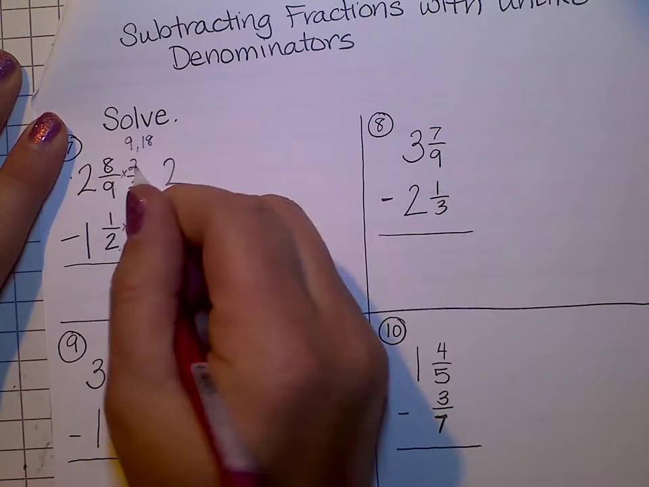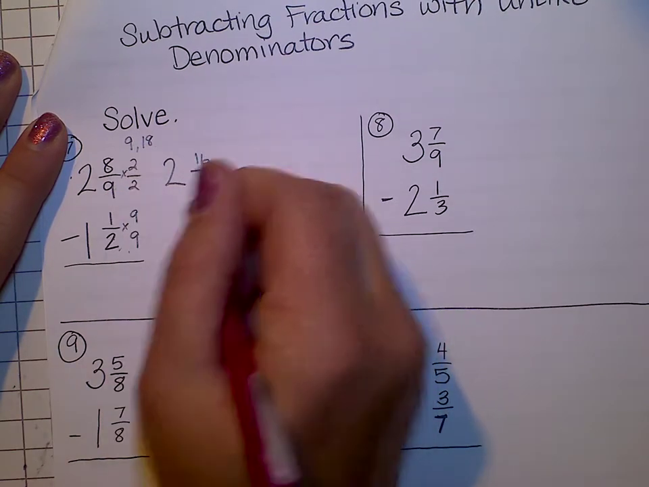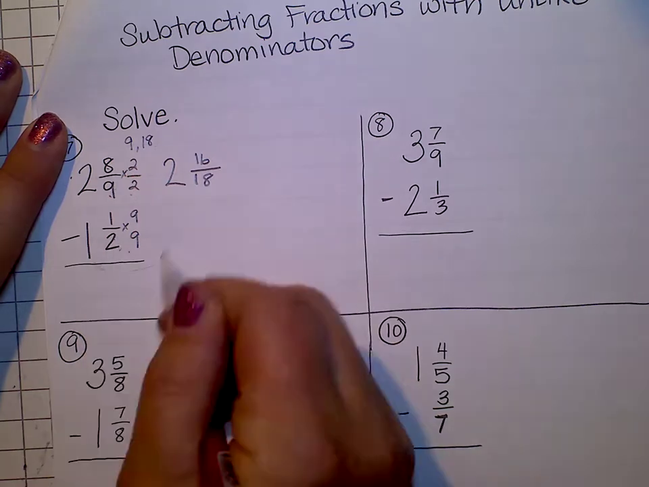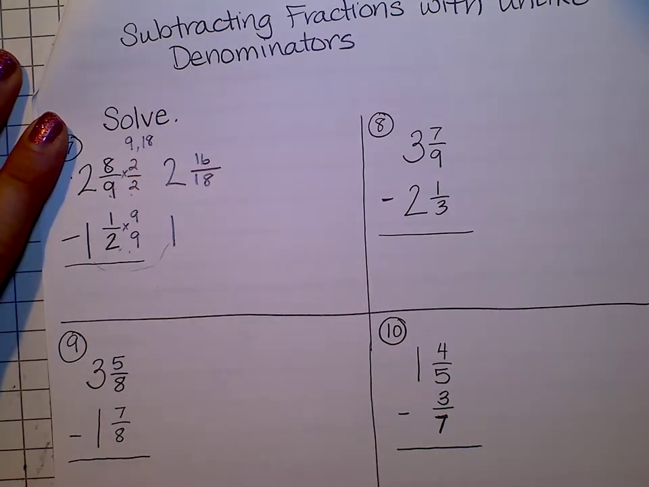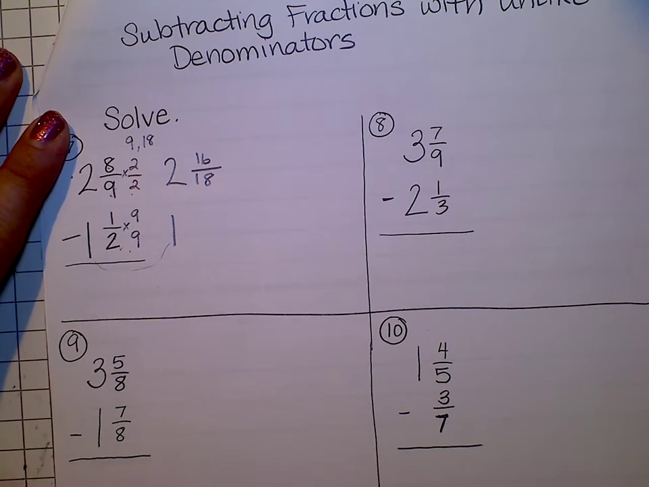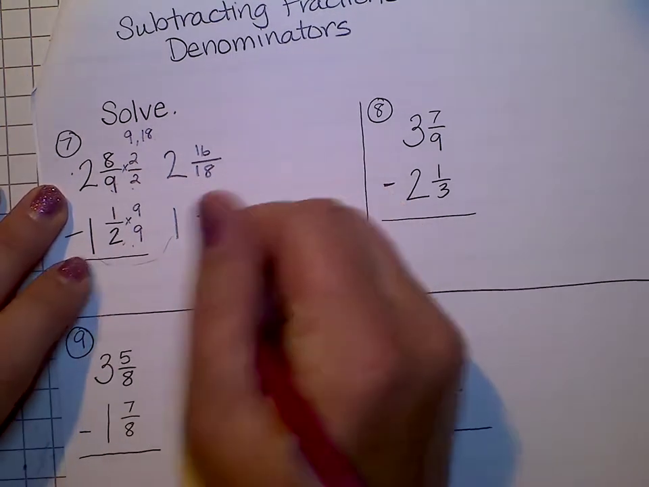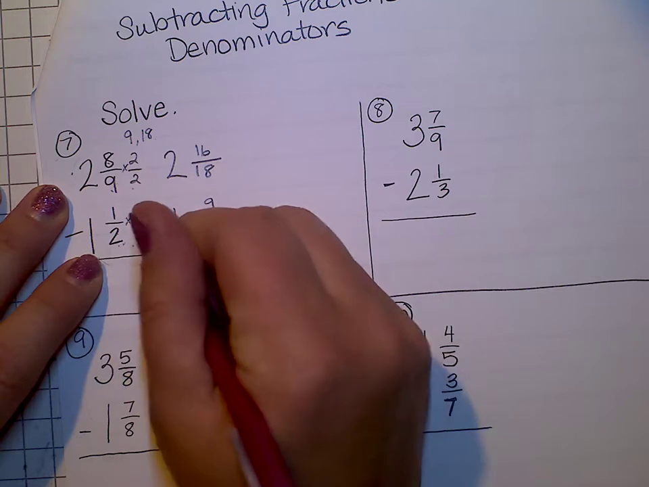8 times 2 is 16. 9 times 2 is 18. And then bring my whole number over. Go in order so you get a pattern. Otherwise, I'm not going to lie, you just forget a number at some point. 1 times 9 is 9, and 2 times 9 is 18. We are subtracting, so I'm making sure of my symbol.